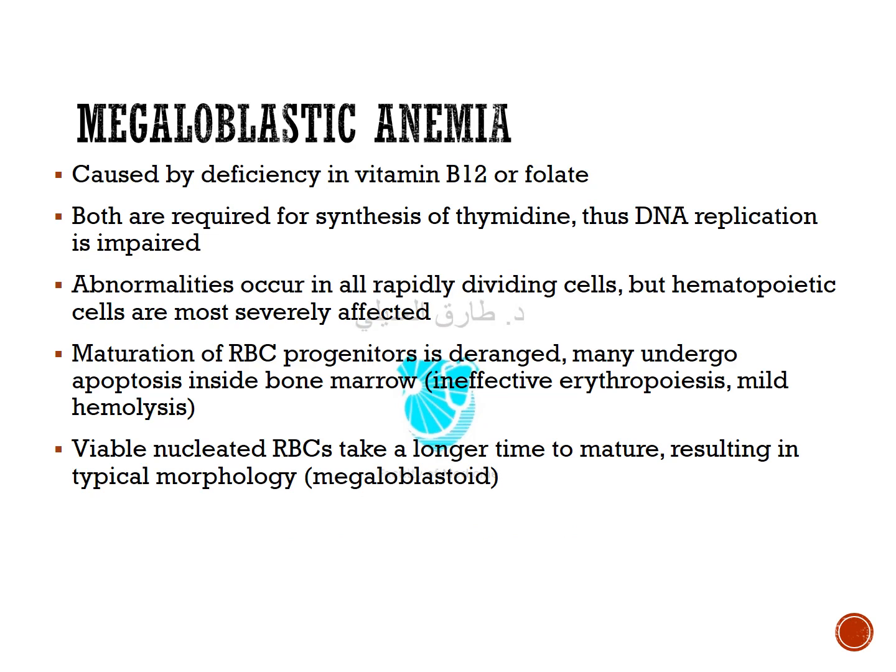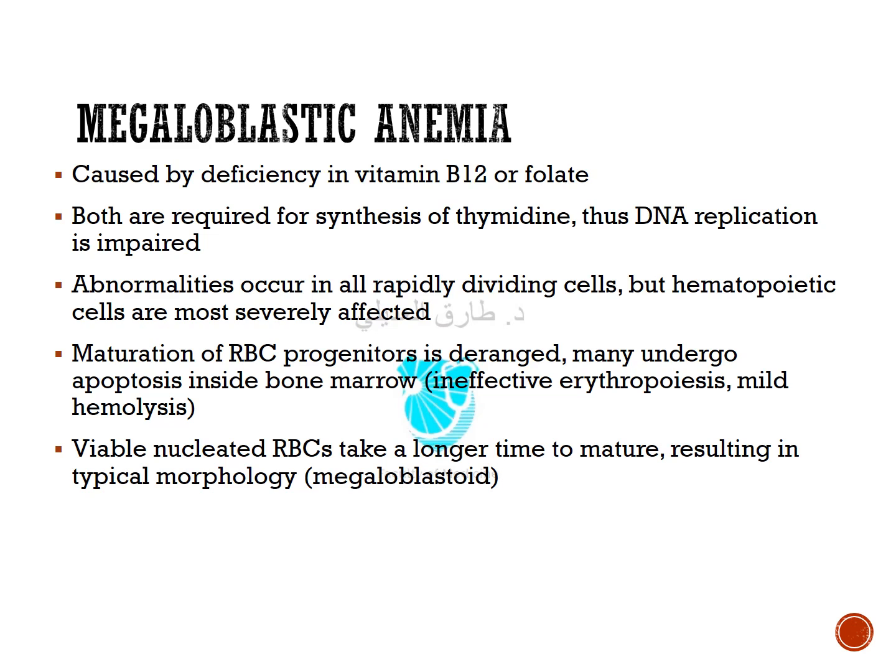Next we'll talk about megaloblastic anemia. This is again a common anemia. It is caused by deficiency in either vitamin B12 or folate, or together, both of them. What is the function or the importance of these vitamins? They are required for the synthesis of thymidine, okay, nucleic acid, and thus when there is deficiency in one of them, there is not enough thymidine, and thus the DNA replication becomes impaired.